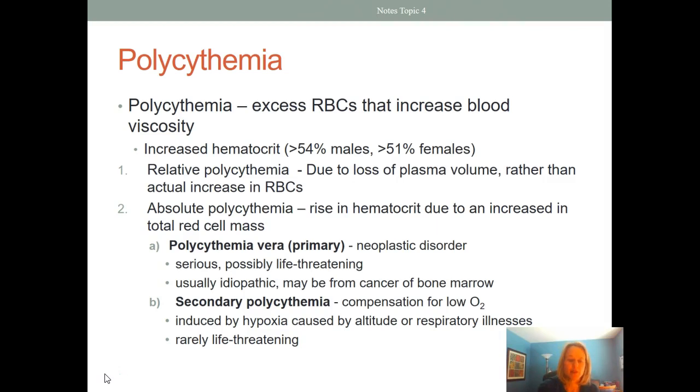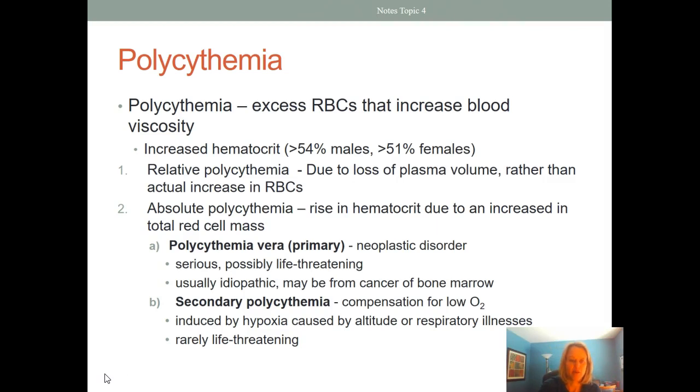Number 2 is absolute polycythemia. So this is a true rise in hematocrit due to an increase in the total red blood cell number. This can be caused by polycythemia vera. This is a primary disorder. It is a neoplastic or cancerous disorder. It's serious and can be life-threatening. Or secondary polycythemia, and this is a compensation for low oxygen. For instance, that low oxygen can be caused by either going to high altitude or by respiratory illnesses, and this is rarely life-threatening.